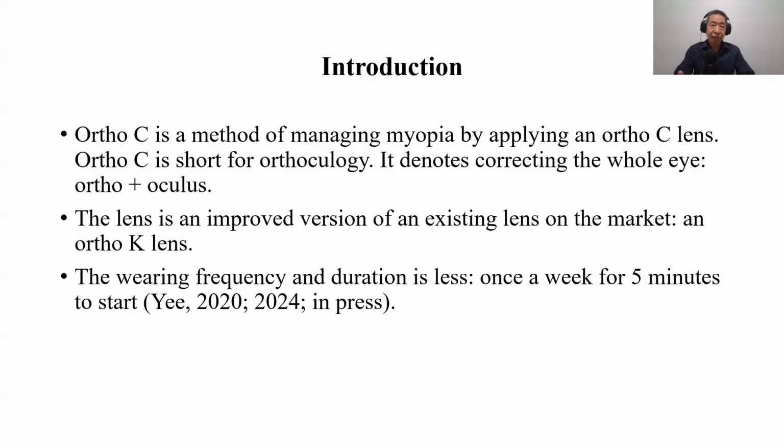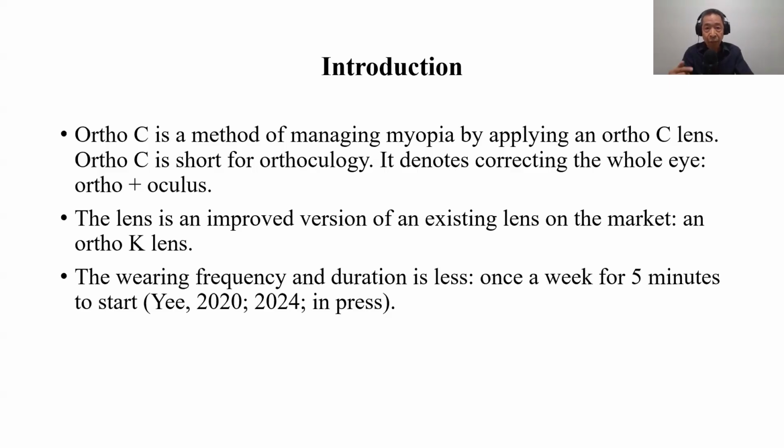There are lots of contact lenses on the market to control myopia. The difference is that an Ortho C lens does not just arrest the myopia, it attempts to reverse it. And the lens is an improved version of an existing lens on the market, an Ortho K lens.